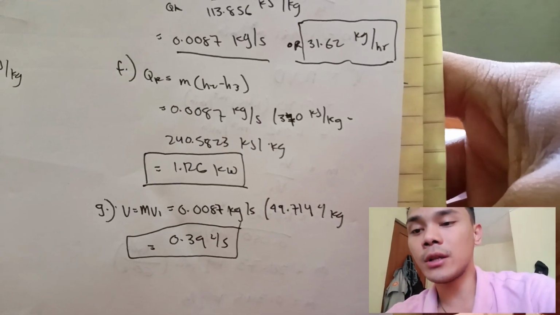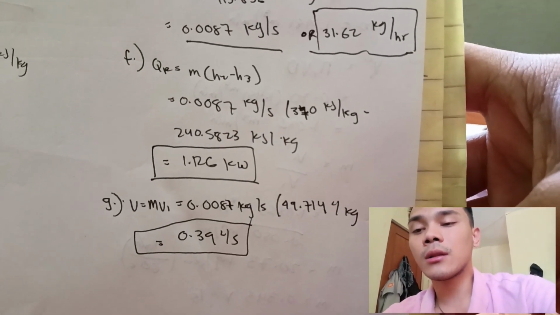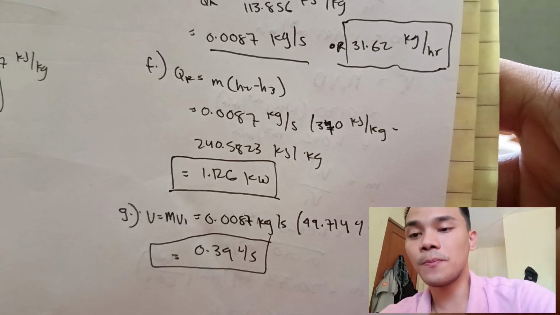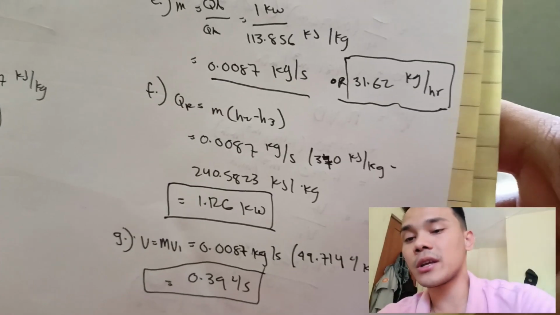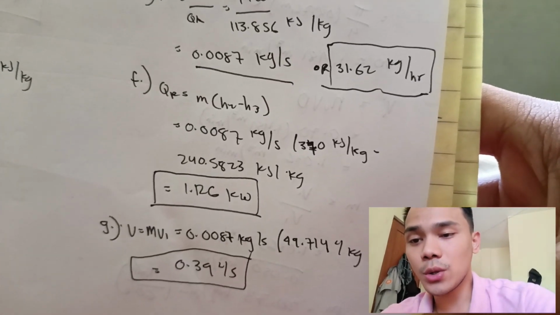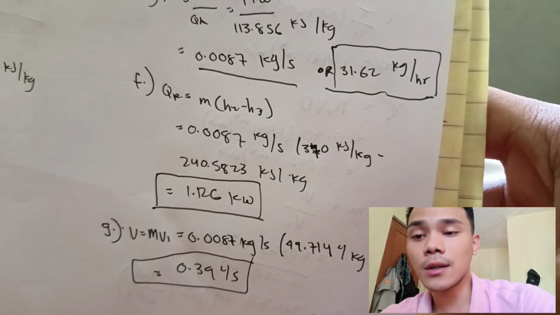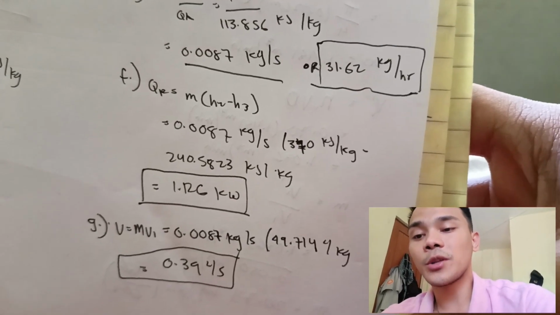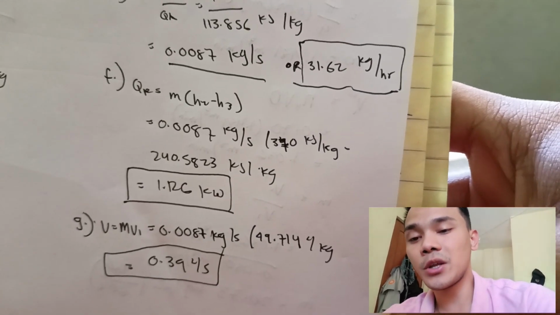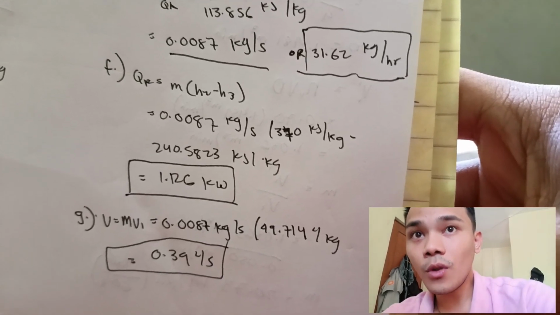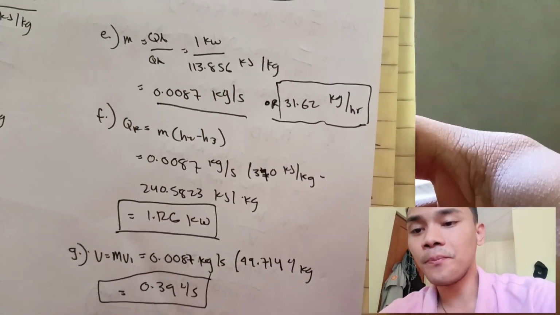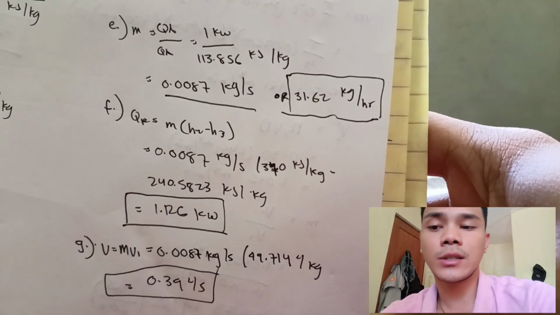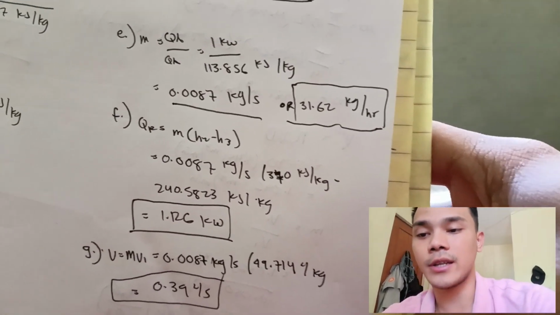So, volume flow rate is equal to mass flow rate times the volume at state 1. Let's substitute the given. So 0.0087 kg per second is our mass flow rate, multiplied by the volume at state 1, 49.714, which is given earlier in the table as we see. So we multiply, then we will get the answer of 0.39 liter per second.